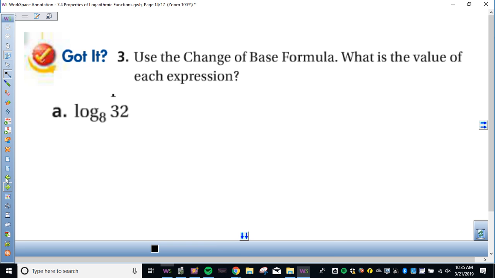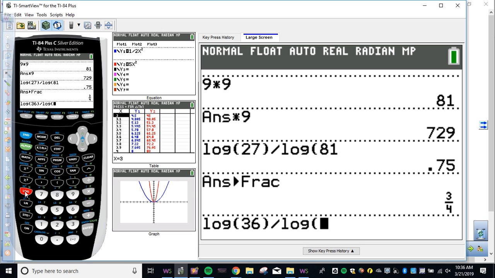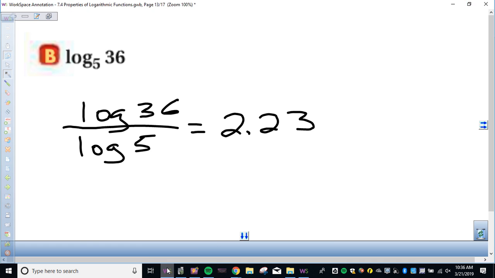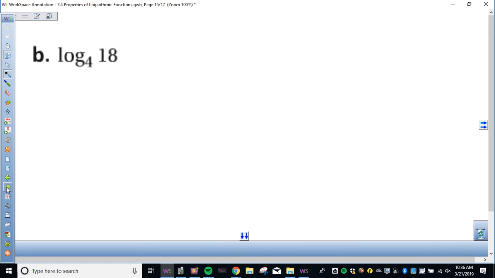Log? Yeah. What was it, 36 on top? Divide, log 5. That's all. Okay? That's okay. You get it. It's not bad, right? So, base on the bottom. We're not doing another. We need to do that.